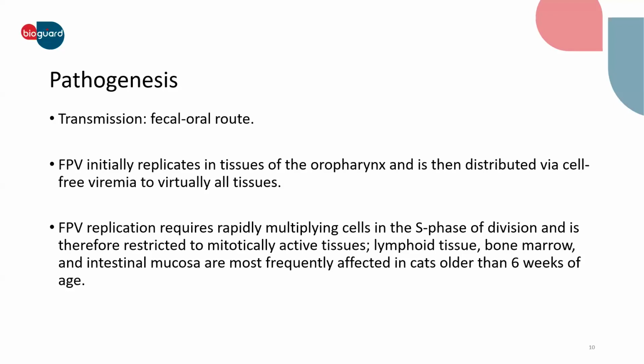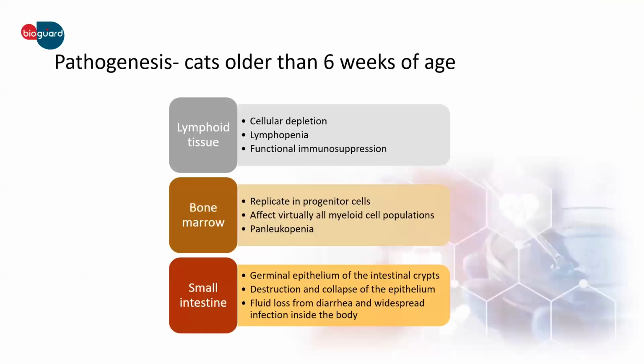FPV replication requires rapidly multiplying cells in the S phase of cell division, the same as CPV2. It is therefore restricted to mitotically active tissue like lymphoid tissue, bone marrow, and intestinal mucosa. Those are the most frequently affected tissues in cats older than 6 weeks of age.